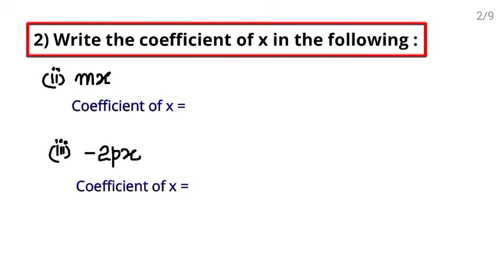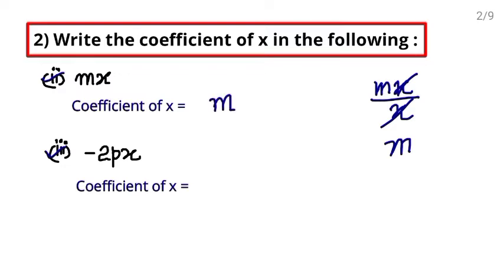Next question, question number 2. Write the coefficient of x in the following. They have given some algebraic expressions and they are asking to find the coefficient of x. We have in second part algebraic expression mx. So to find the coefficient of x, just divide by x. What is remaining? x to x cancel out. We have m. So coefficient of x is m here.